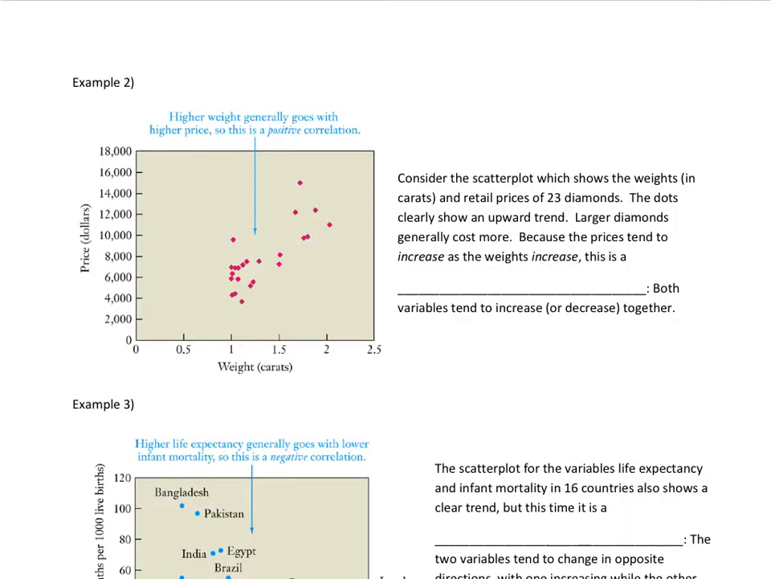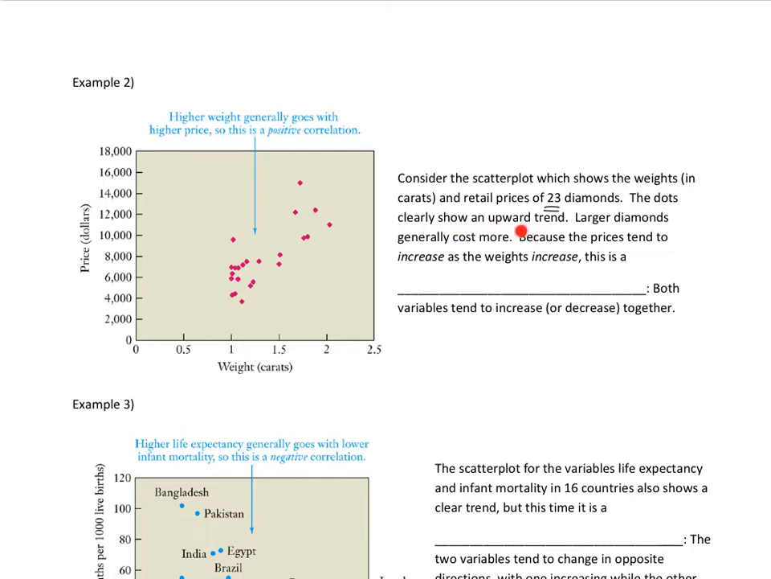On this slide, we have a couple more examples of what correlation looks like. And so we have this scatter plot. We don't have the tables here to represent the data, but it looks like we are comparing the weight in carats of diamonds to the price in American dollars. So consider this scatter plot, the weights in carats and retail prices of 23 diamonds. So this is important. There should be 23 dots over here somewhere in this graph.